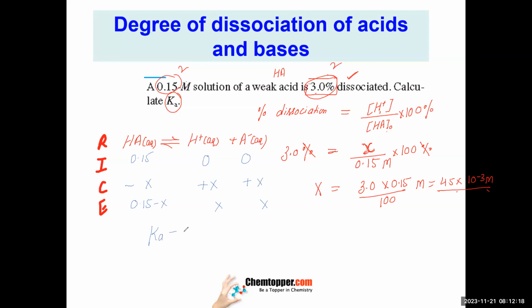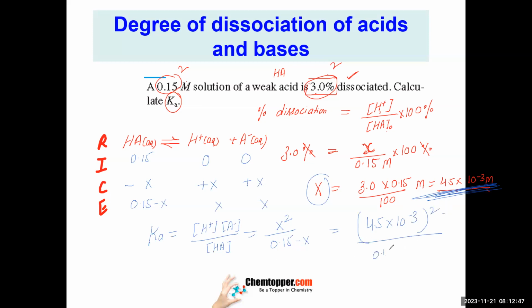Ka expression, concentration of H plus times concentration of A minus over concentration of HA, which is x squared over 0.15 minus x. Do you know x? Yes, from percent dissociation. So it means 4.5 times 10 raised to a minus 3 squared over 0.15 minus 4.5 times 10 raised to a minus 3. Put this number in parentheses. Yusuf, can you calculate this?